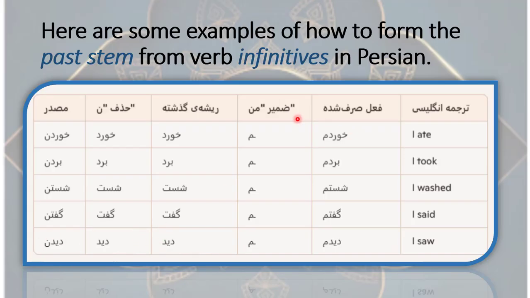For creating a verb for ضمیر من. ضمیر means pronoun, subject pronoun. من، تو، او، ما، شما، ایشان. All of them are subject pronouns.